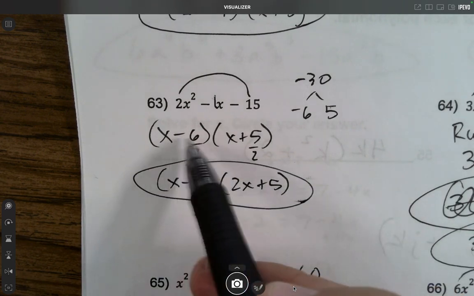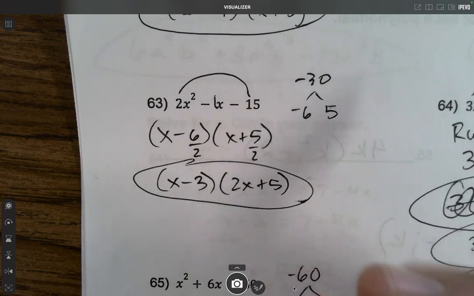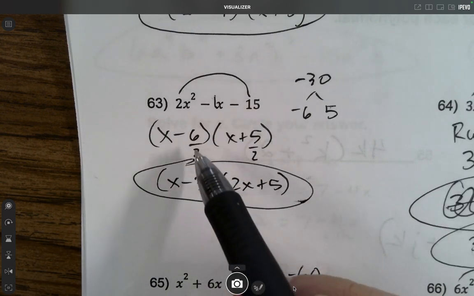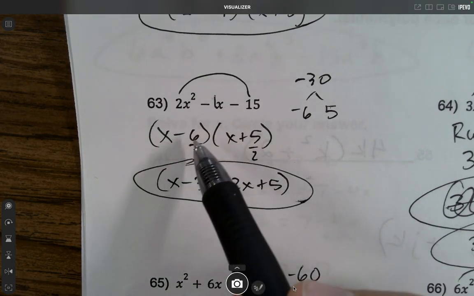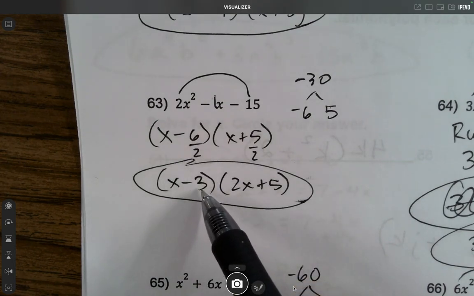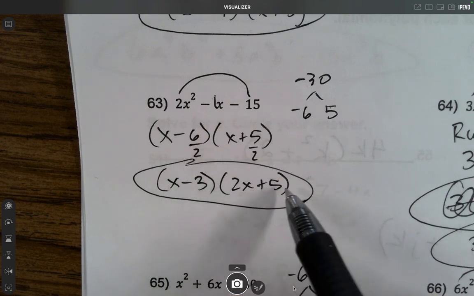So I wrote x minus 6 and x plus 5, but then that 2 came to divide and conquer us. So I do 6 divided by 2, 5 divided by 2. 6 divided by 2 is 3. This I cannot reduce, so I bring the 2 up, write it as 2x plus 5.